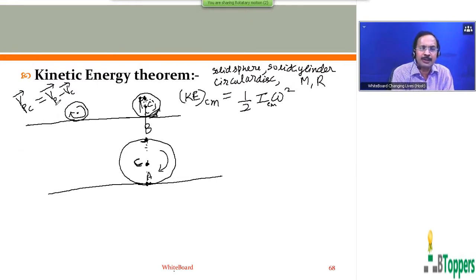Actual velocity of the point P means velocity of the point P with respect to the laboratory frame of reference. V bar subscript C is the actual velocity of center of mass, meaning velocity of center of mass with respect to the laboratory frame or with respect to a stationary observer on the floor. V bar subscript PC is the velocity of the particle P with respect to center of mass. So the actual velocity of any particle or point in the rolling body can be written as the vector sum of velocity of the point P with respect to center of mass and velocity of center of mass.